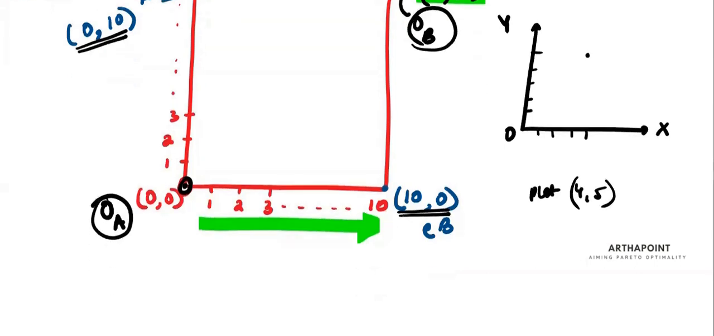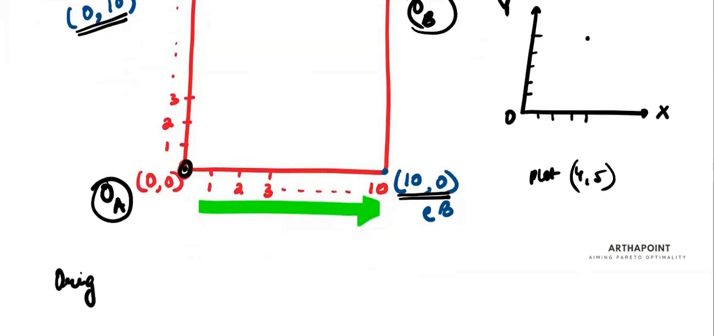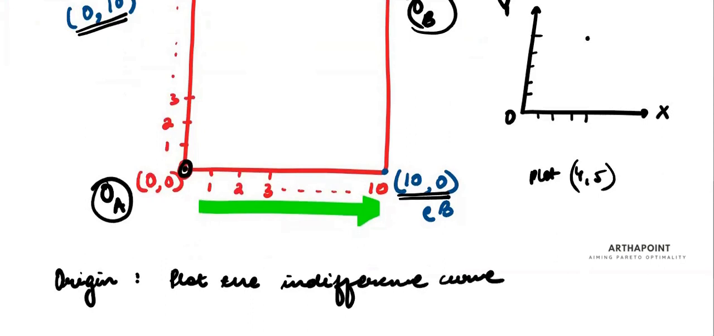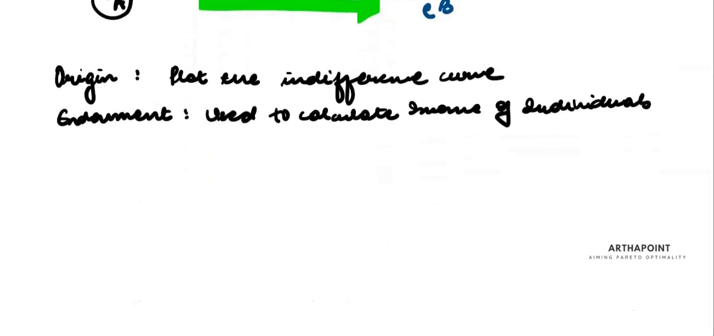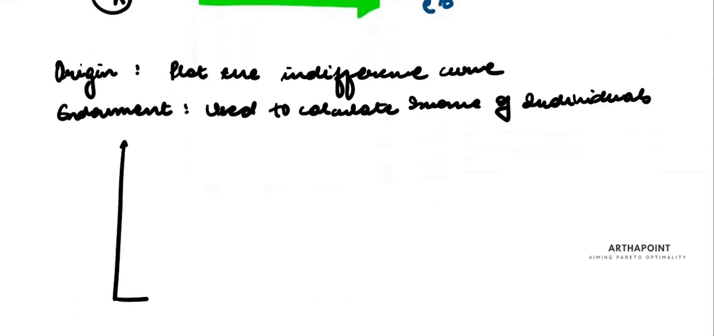Well, the origin is used to plot the indifference curve. The endowment is used to calculate the income of individuals. So it's like this. Imagine individual A, just like the usual x-axis, y-axis.